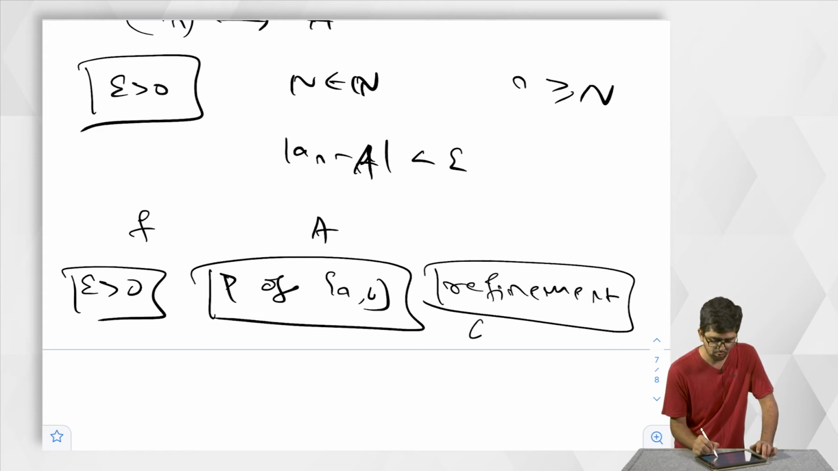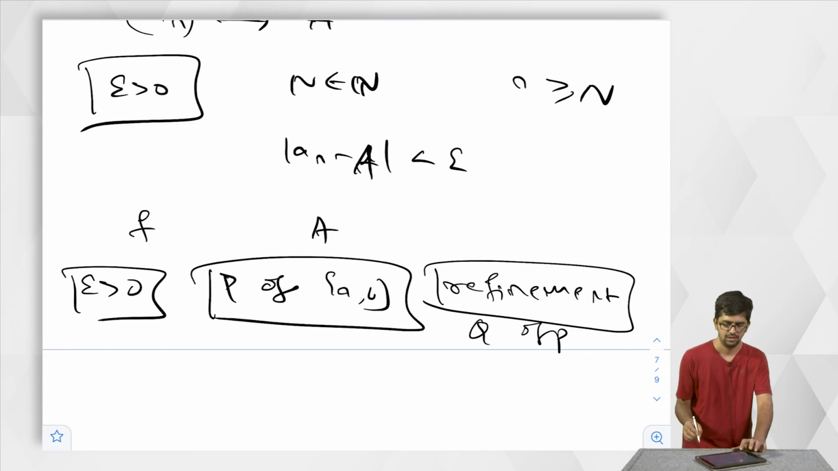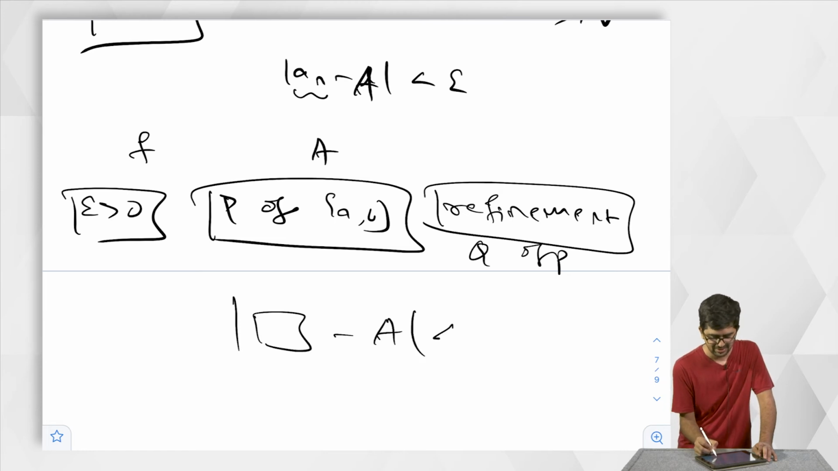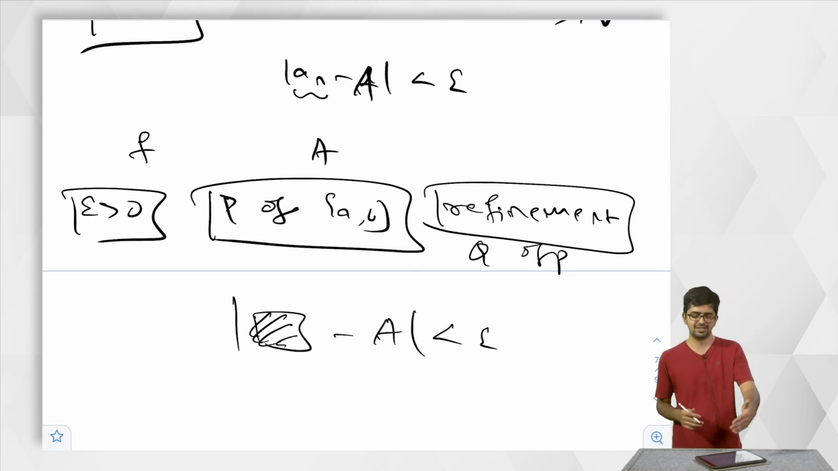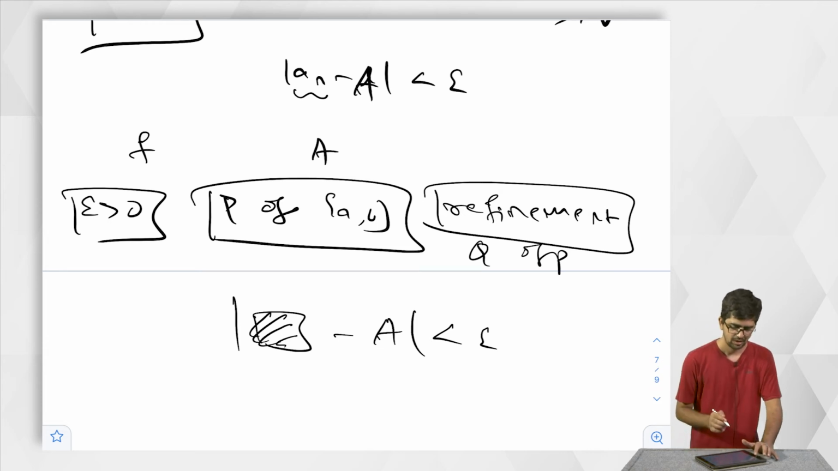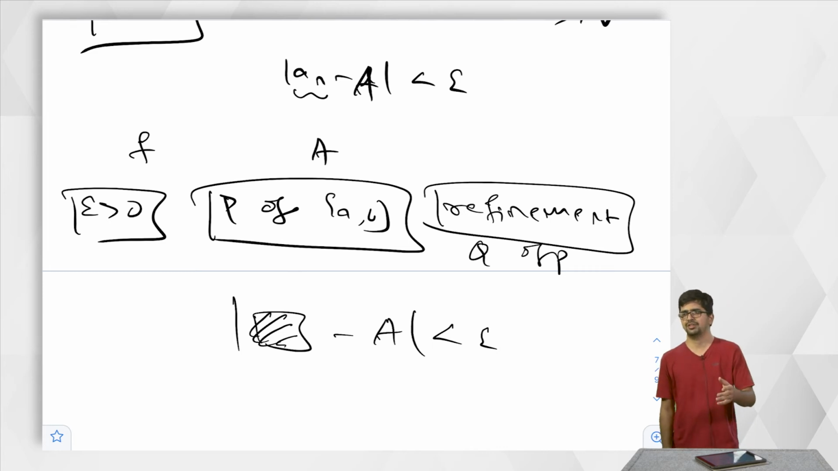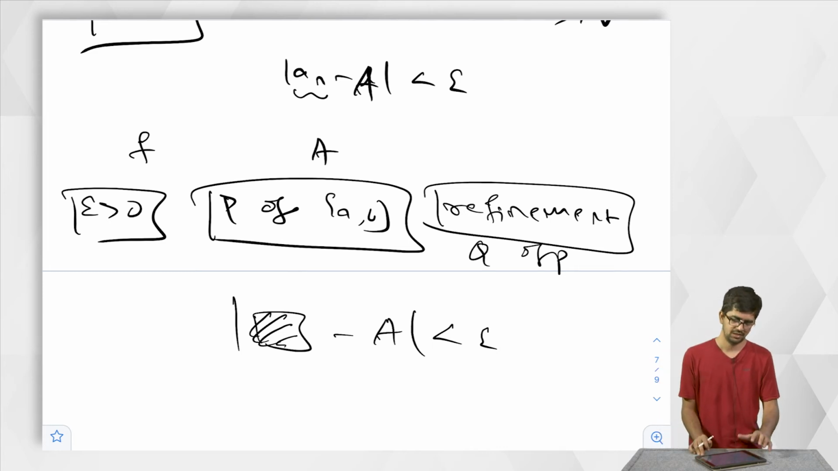For every refinement Q of P, something happens. I do not know what to write, what is the corresponding thing here. So something minus A is less than epsilon. Right? If you are trying to copy paste that, we should be writing something like this. Now, to fix the detail here, the notion of partition is not sufficient.